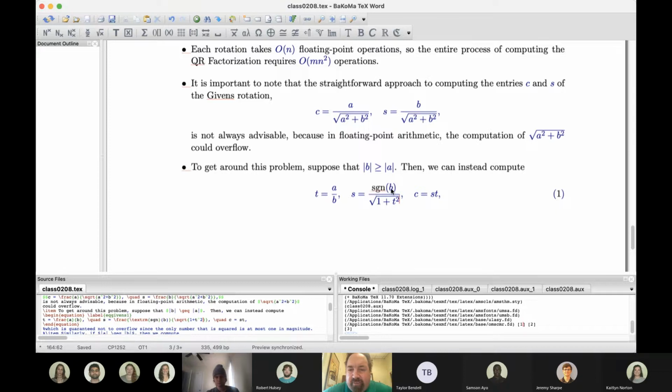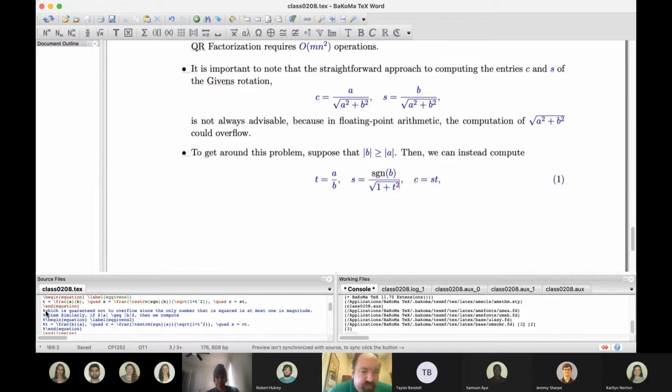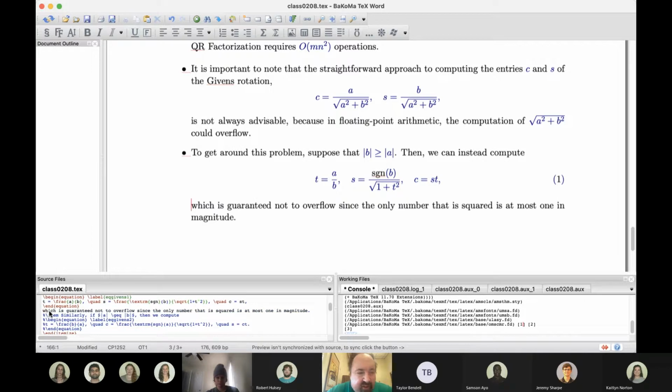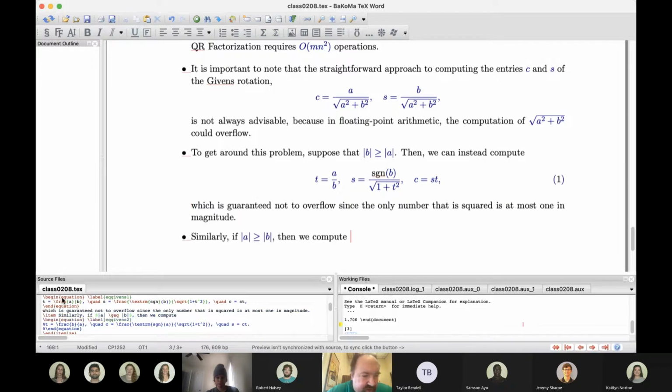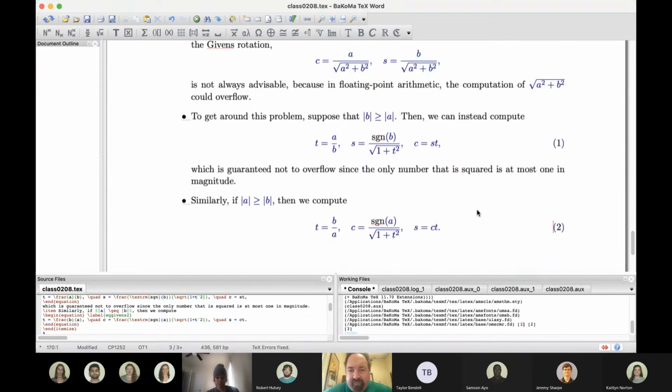SGN of B, that's the sign of B. So 1 if B is positive and minus 1 if B is negative. So we compute S this way, your sine, and then you compute your cosine this way. So that's a workaround for this floating point arithmetic issue. And then if A is the larger, it's the same idea. You just reverse the roles of everything, or just flip A and B around.